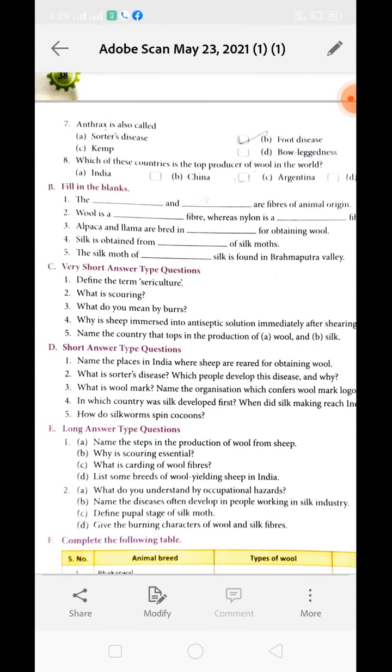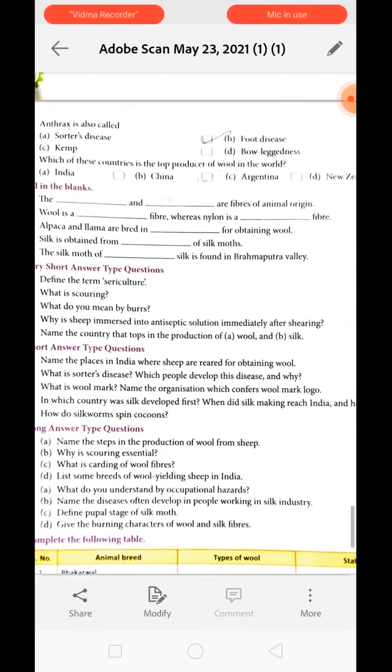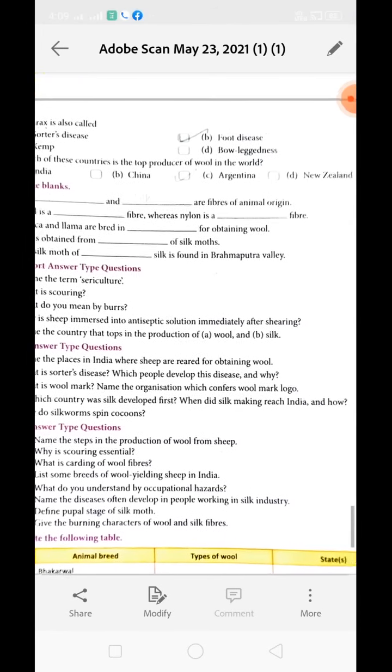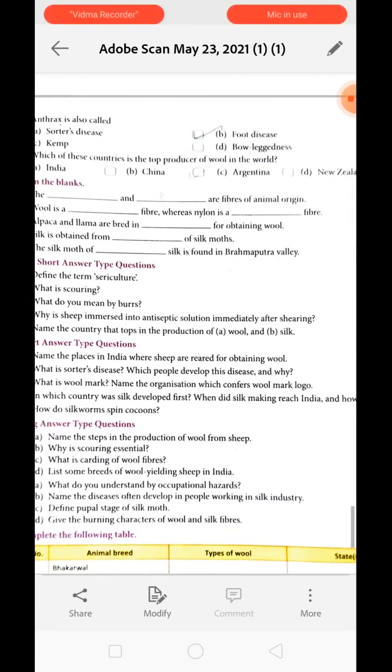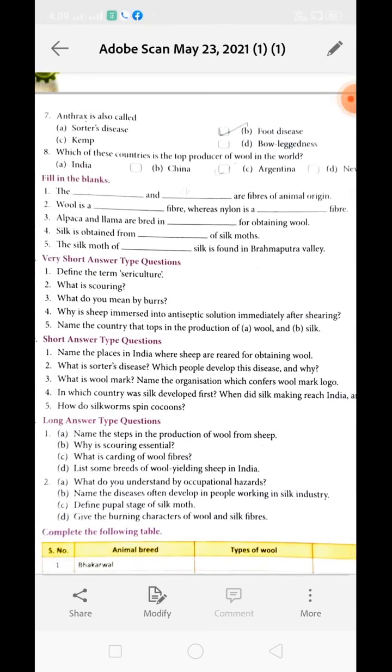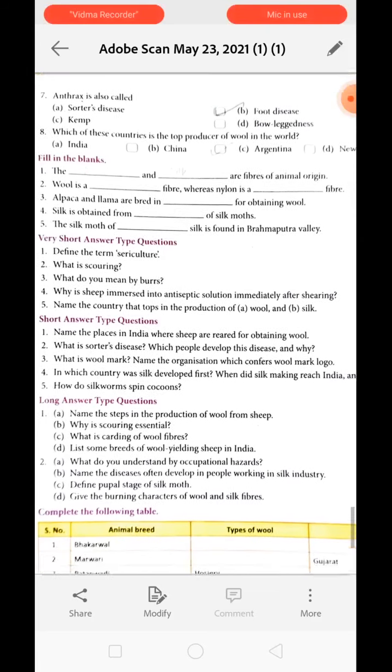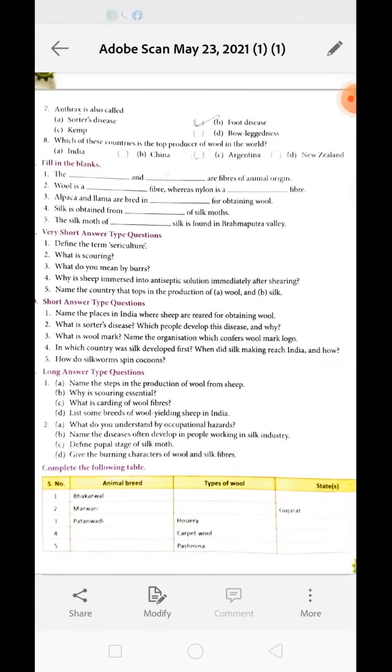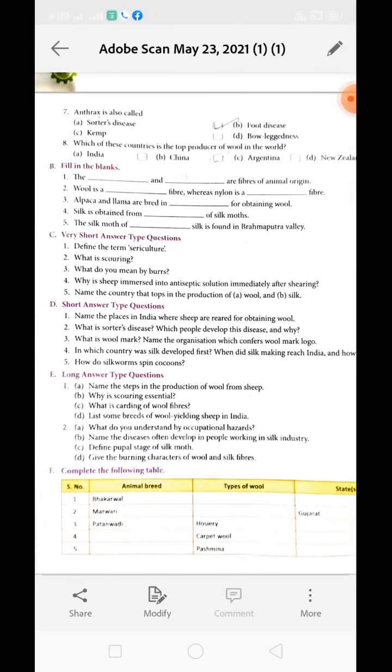8, which of these countries is top producer of wool in the world? According to the book, it is China. And we are not having second option, so it is China. Option B is your correct answer. Now fill in the blanks. The dash and dash are the fibers of animal origin. Silk and wool. Okay, the silk and wool are the fibers of animal origin.